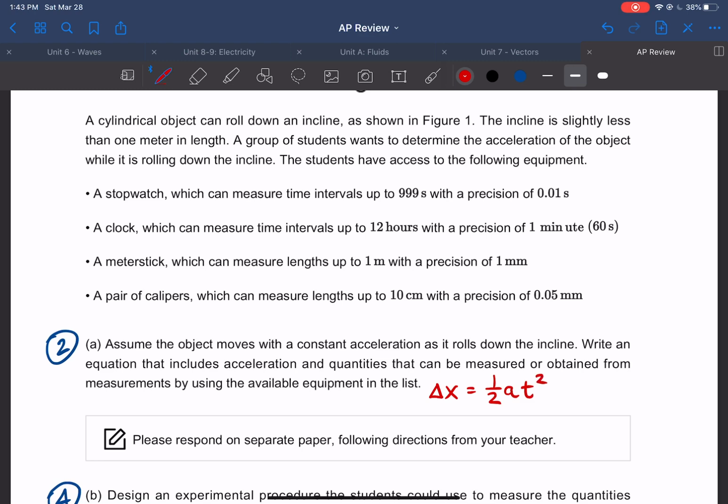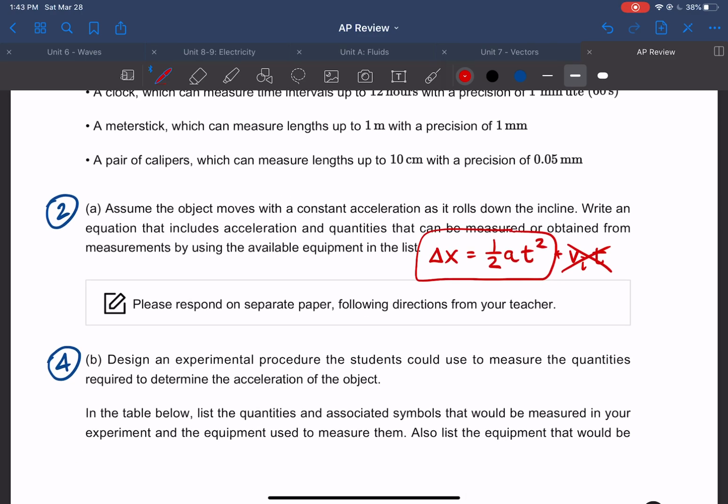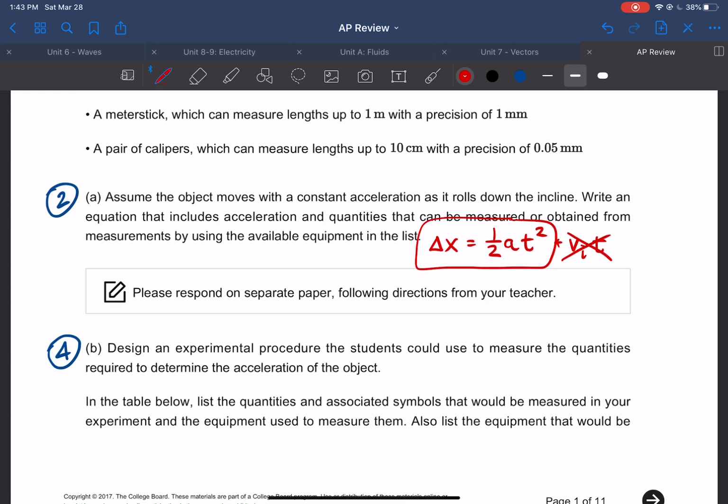And if you want, you can include the initial velocity term here as well, and then just state that the initial velocity is 0 since you're releasing the object from rest, so we can actually ignore this part. But they will accept just this equation that I've got written down right here. So that's all you really need to do for the first part. If we get measurements for the displacement and the time, we can plug those in and we can determine the acceleration.